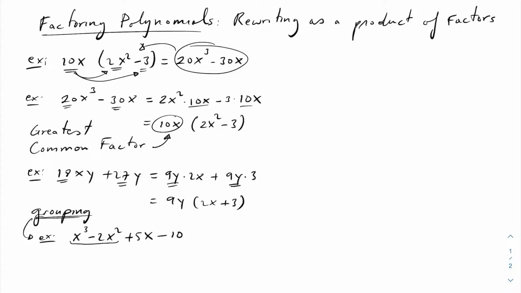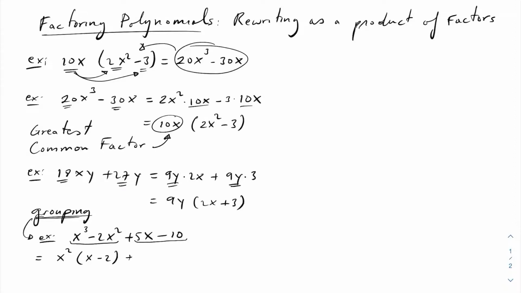So I'm going to group those terms together. The first two, I'm going to group them together. That's going to be x cubed minus 2x squared. And then the next two, 5x minus 10, I'm going to group them together. Starting with the first grouping here, I'm going to notice that x squared is a common factor to both of them. If I take x squared from x cubed, I'm going to be left with x. And if I take x squared from negative 2x squared, I'm going to be left with negative 2. So I can write this first group as x squared, and in the big parentheses, I can put x minus 2.